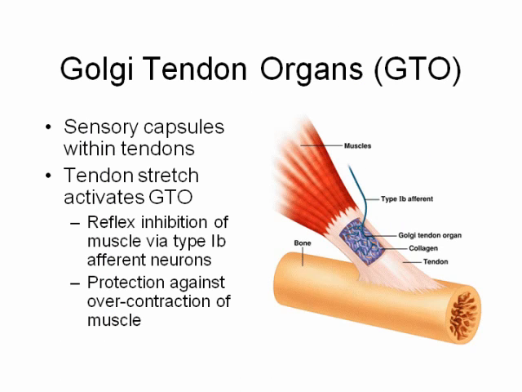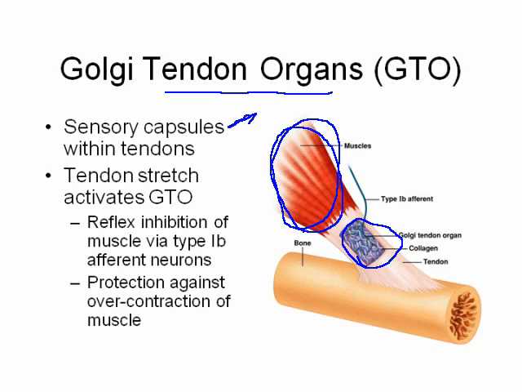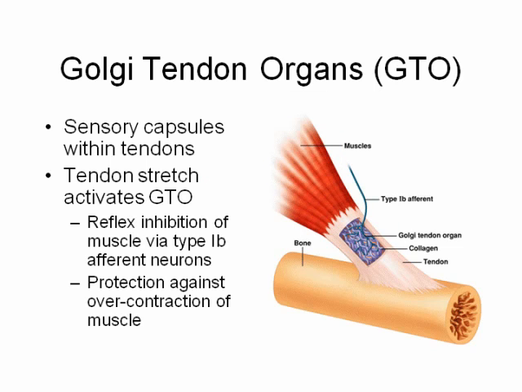The Golgi tendon organ, first of all, has sensory capsules that are within the tendon, hence the name tendon organ. And stretch of the tendon, which means, of course, contraction of the entire muscle, is going to stretch the tendon and activate the Golgi tendon organ. This is going to reflexively inhibit the muscle via activation of the type 1B afferent. The type 1B afferent is the afferent neuron arising from the Golgi tendon organ.